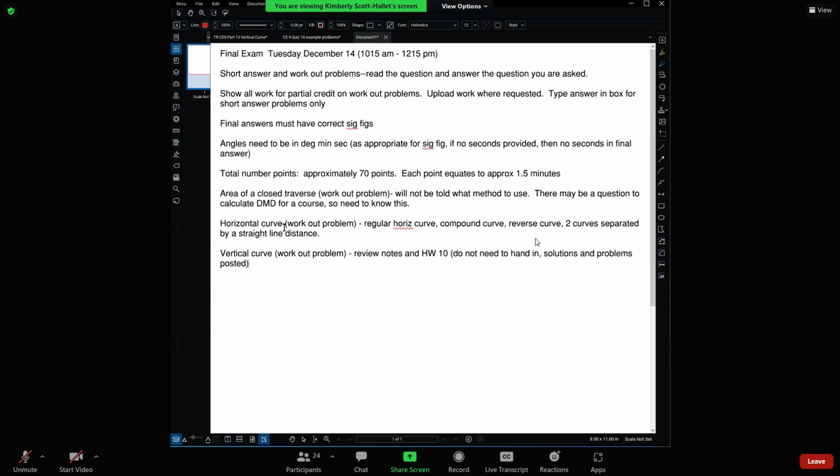So you are guaranteed these 3 workout problems. If each of these problems is worth about 10 points, which is approximately what it's going to be worth, it may be a little bit more, a little bit less, but you're looking at about 30 points from these 3 problems out of a total of 70. So that's getting pretty close to about half of your score on your final coming from these components that we haven't been tested on before. Any questions on those items?